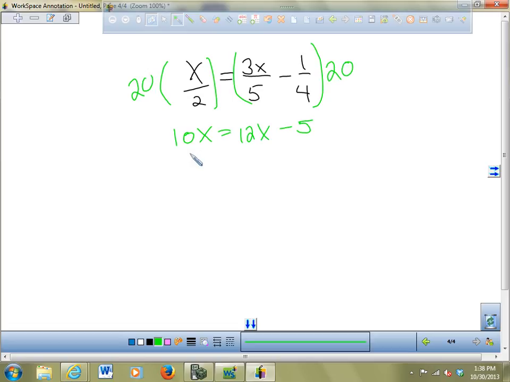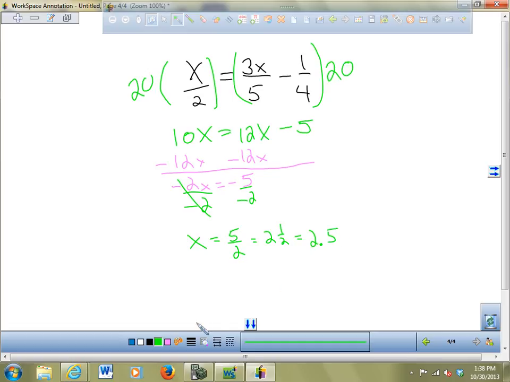Subtract 12. Yeah, I'd subtract 12, even though it turns out to be negative, that's okay. Minus 12x, minus 12x, and you get minus 2x equals minus 5. And then I divide by negative 2, and I get x equals negative divided by negative, a positive 5 over 2. But you could leave it like that, or you could write it as 2.5, however you want to do it. That's okay. All right? You got that now?